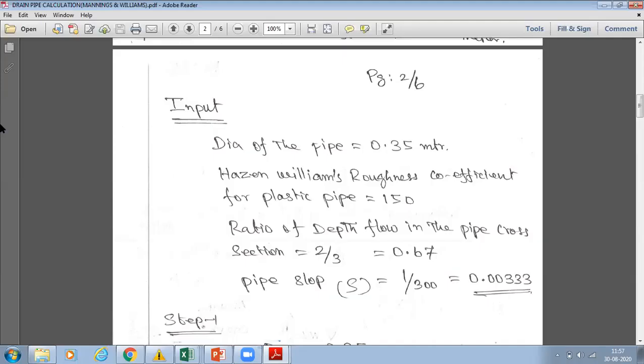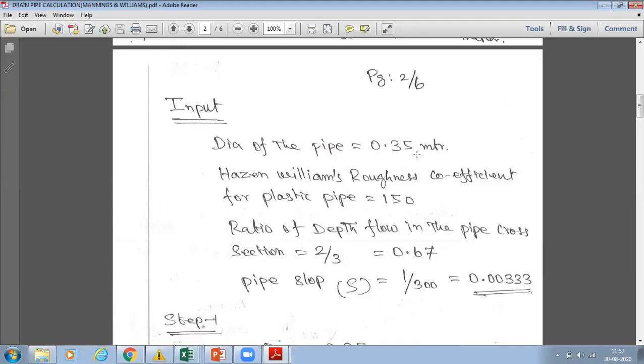One single line only. After this calculation, I will show how I have arrived at it. The same thing you can also put into your Excel sheet and use for the project.